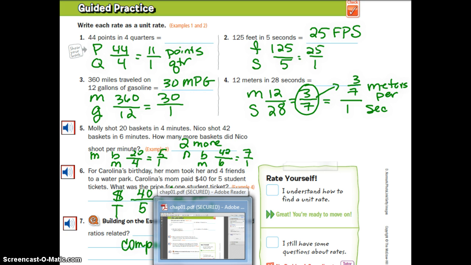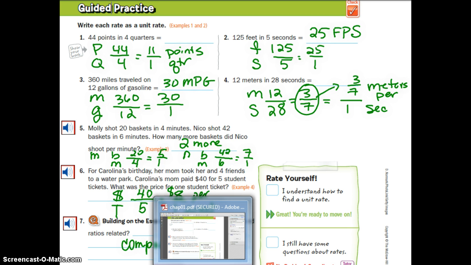Okay, so in problem number 1, we have points and quarters. So again, points on top, quarters on bottom. 44 over 4 simplifies to 11 over 1, or 11 points in 1 quarter. Number 2 is feet and seconds. So we have 125 feet in 5 seconds, which simplifies to 25 feet per second. Notice that I've abbreviated it FPS, which stands for feet per second.